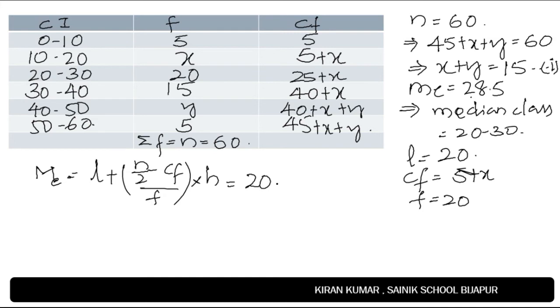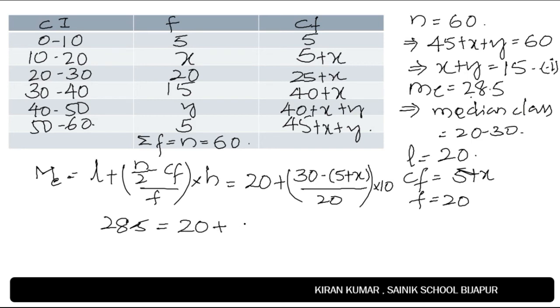Substitute, we get 20 plus n by 2 is 30 minus the preceding one, which is 5 plus x, upon 20. This has to be multiplied with 10. And the median value they have given is 28.5. So I'll equate it: 28.5 equal to 20 plus this part, which when you simplify becomes 25 minus x divided by 2. The 0 will get cancelled, we'll be getting only 2. So this has to be transposed, we get 8.5, and finally we get x value equal to 8.